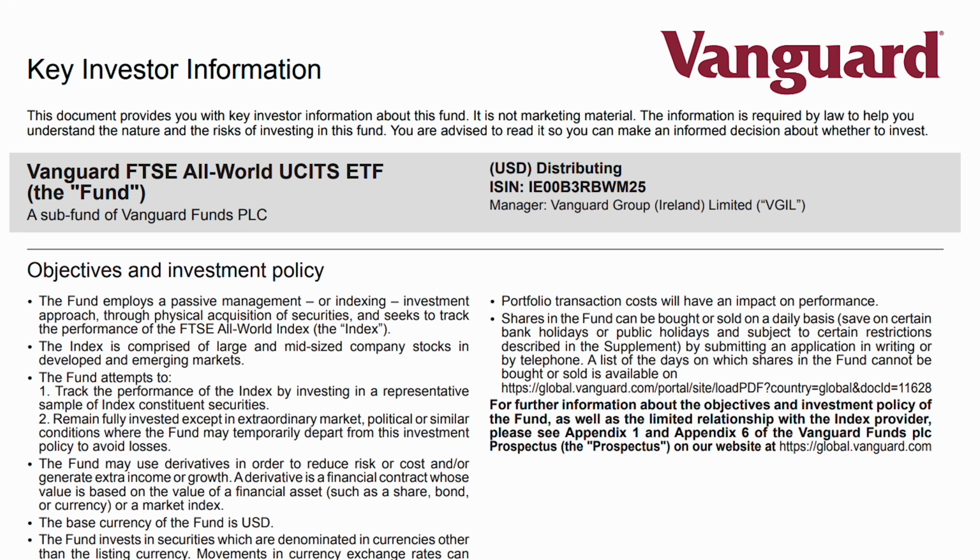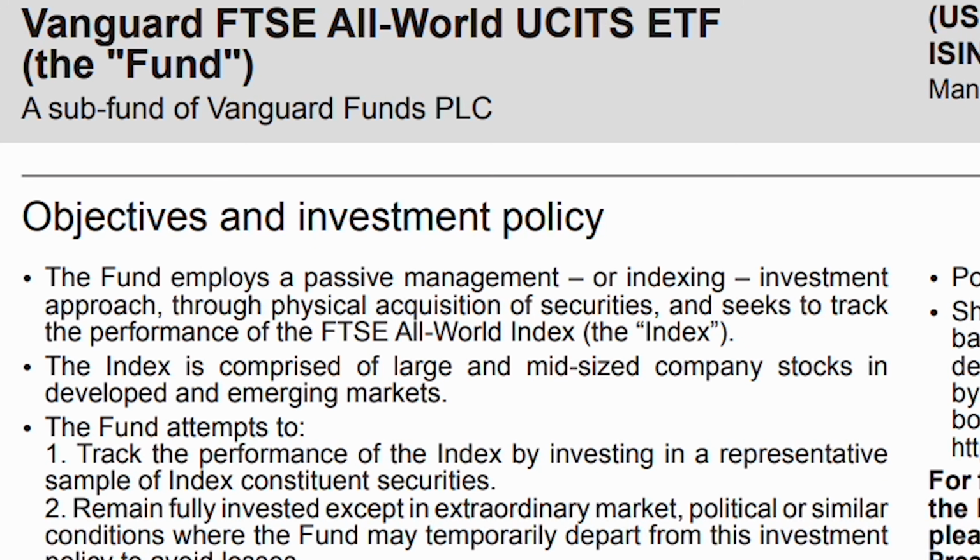If I go onto VWRL, which is Vanguard's World Fund, it's also an ETF. You will see here it says, investment approach through physical acquisition of securities. The key word there is physical. Physical in this context means that the fund actually buys shares in the companies on the list. So if there are 3,665 companies in the index, every time you buy it, your money is spread across that amount of businesses. You own tiny little bits of each of those businesses.